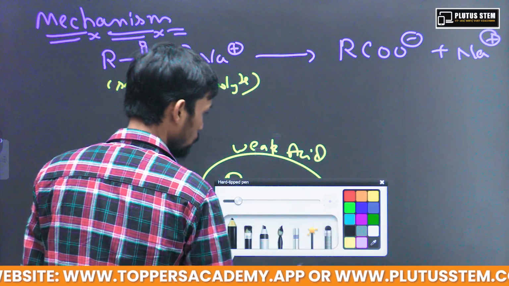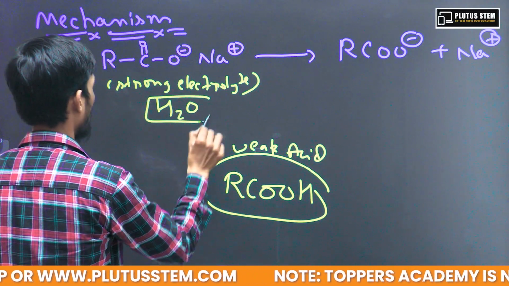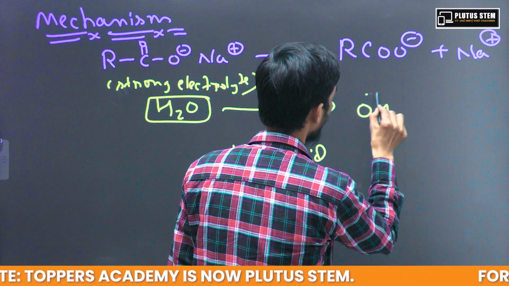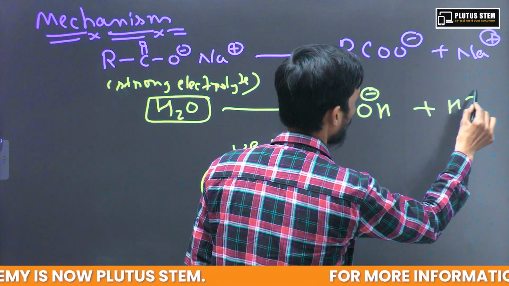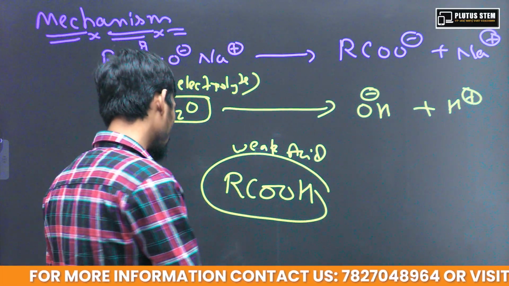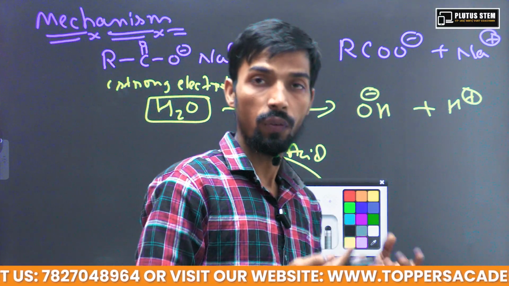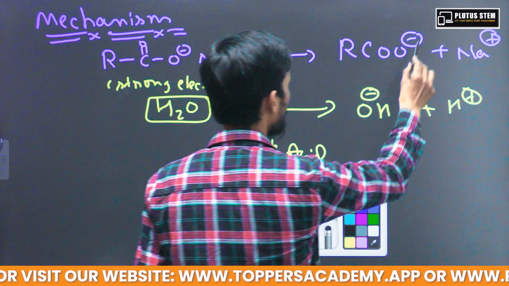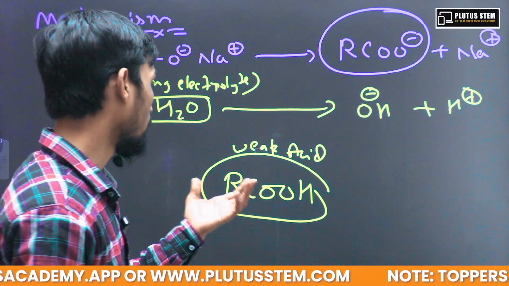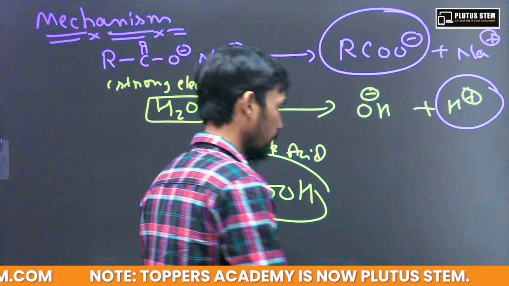Another moiety which we are having over here is water, and this water will break down into OH negative and H positive. From here, at the cathode and anode, that moiety is going to be attached which has the higher power. So from this, RCOO negative is going to come at the anode, and H positive is going to the cathode.